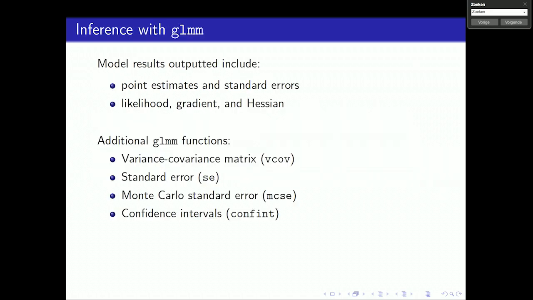Okay, and then so that you have a general idea of what my package does, it will create your maximum likelihood estimates using that Monte Carlo. It'll produce point estimates, standard errors. It'll give you the likelihoods. You can do things like likelihood ratio tests. It'll give you the gradient and the Hessian and a whole bunch of other output that I didn't include here. And then as a follow-up, you can do things like get the variance covariance matrix. You can get the standard errors. You can get the Monte Carlo standard errors. You can use the confint function to do confidence intervals.